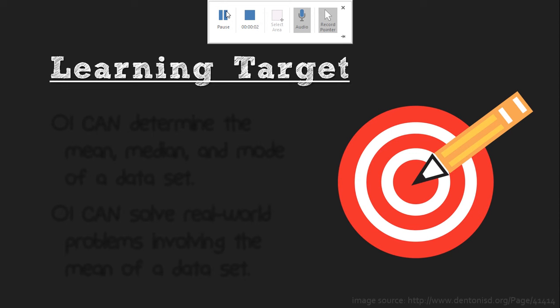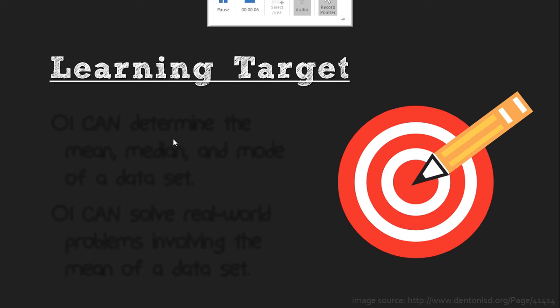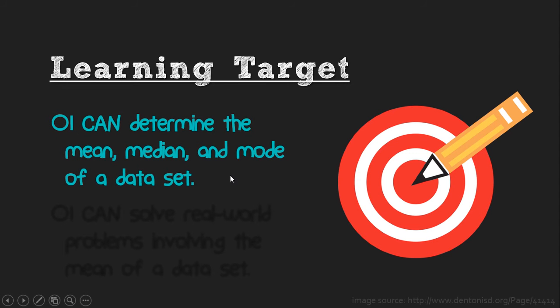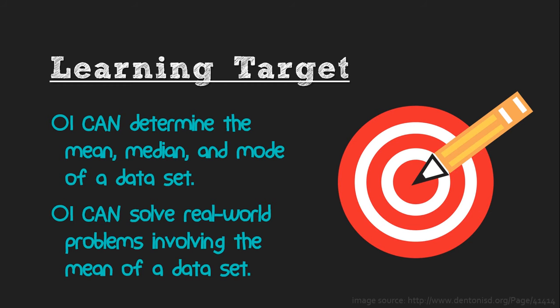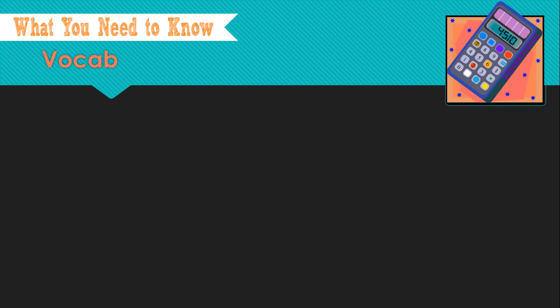We have two learning targets we're going to take a look at. The first, I can determine the mean, median, and mode of a set of data, and then I can solve real-world problems involving the mean of a data set. So what do we need to know?